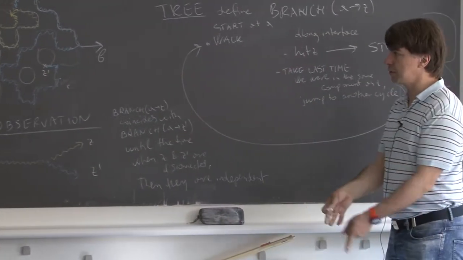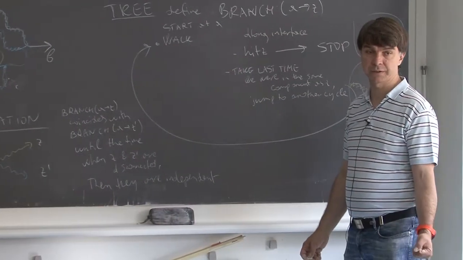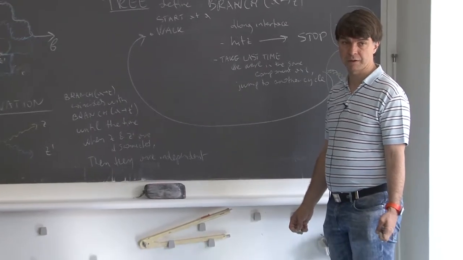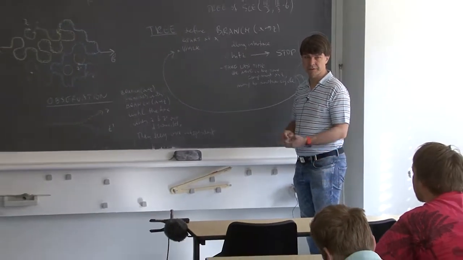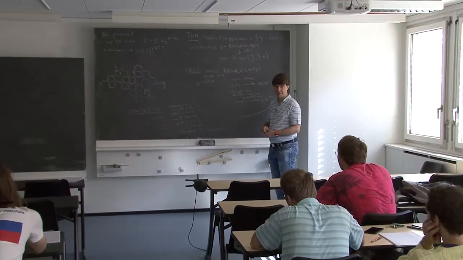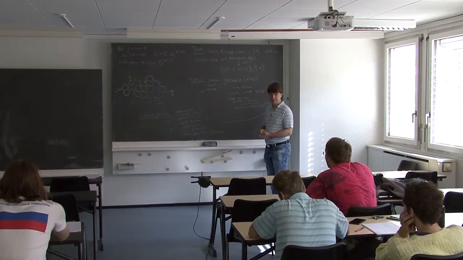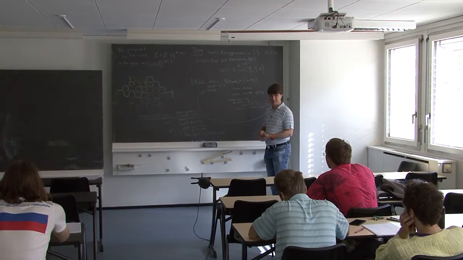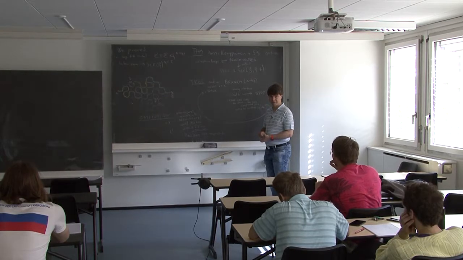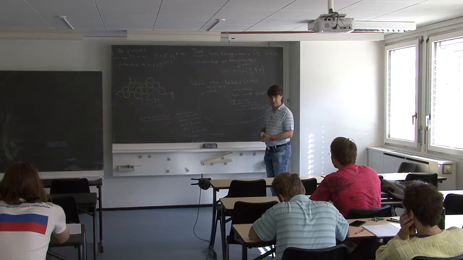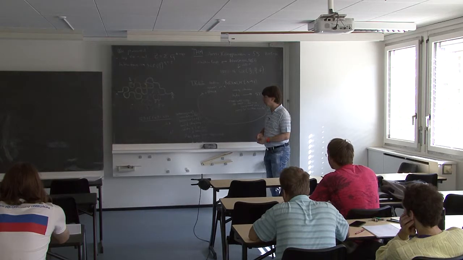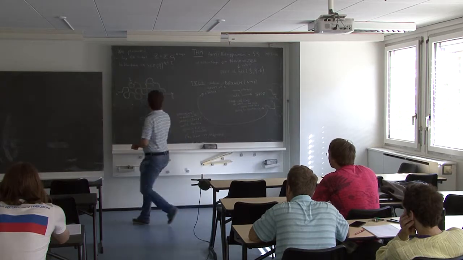Naturally, because they just live in two different domains. Yes? About the definition of the branch, I'm probably misunderstanding something. I cannot see why you would always obtain a branch from A to Z, because, for example, what if Z is not on an interface?